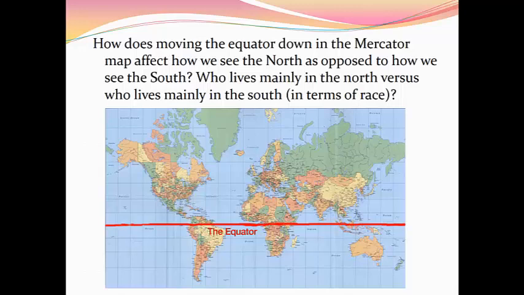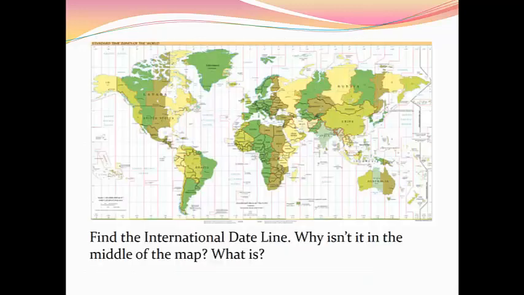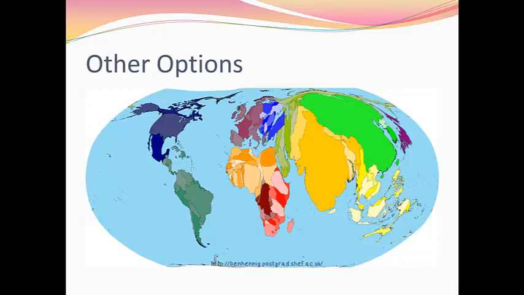Here's another example. Let's find the international date line. I'll highlight it for us here. Why isn't it in the middle of the map? Again, because what's in the middle of the map is Europe and specifically Germany. Now, there are other options for maps. Here is one that decides to take our globe and make the map look more global in its depiction.